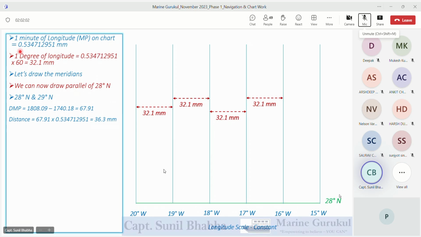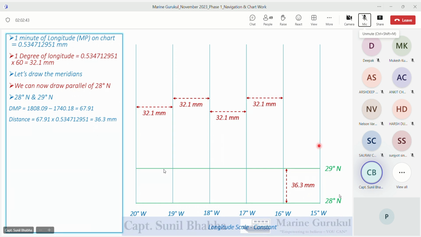Now we know the length of 1 minute of longitude is 0.534712951. So for 67.91 minutes of longitude, the length is going to be 67.91 multiplied by 1 minute of longitude in millimeters, and that gives us a distance of 36.3 millimeters. So if I keep a distance of 36.3 millimeters from my bottommost latitude parallel 28 degrees north, I can now draw the next parallel of 29 degrees north.